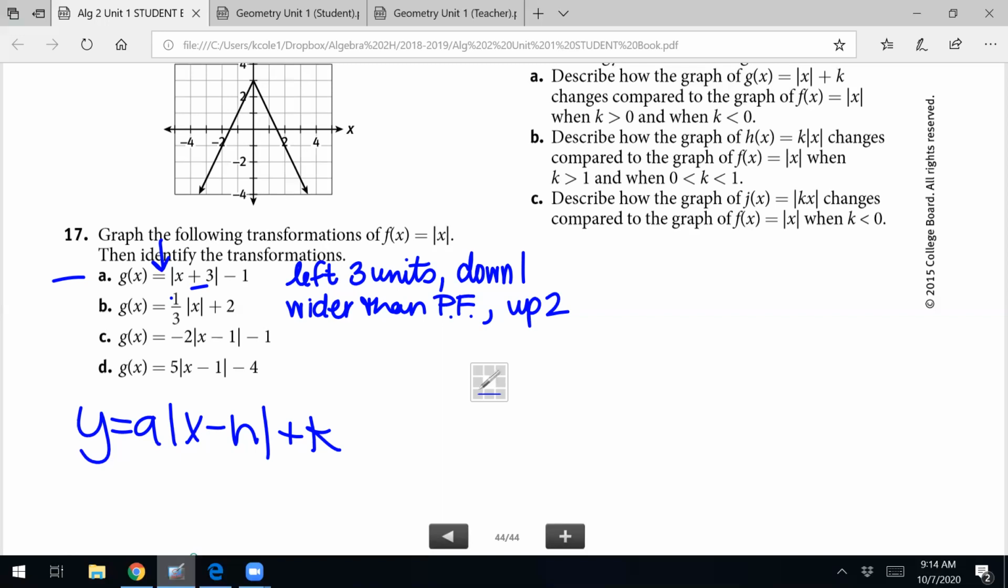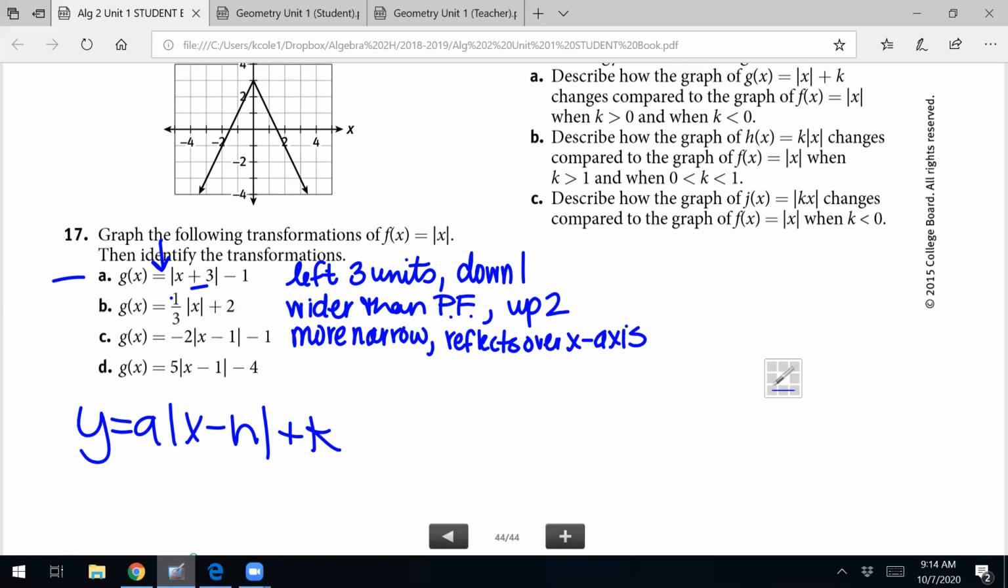What's the -2 make it do? It makes it more narrow. Okay, so more narrow. But it also does what? What's the negative do? Reflects it over the x-axis. So it is more narrow. You're correct, because the 2 is greater than 1. So because 2 is greater than 1, it's more narrow. But the negative is what reflects it over the x-axis.